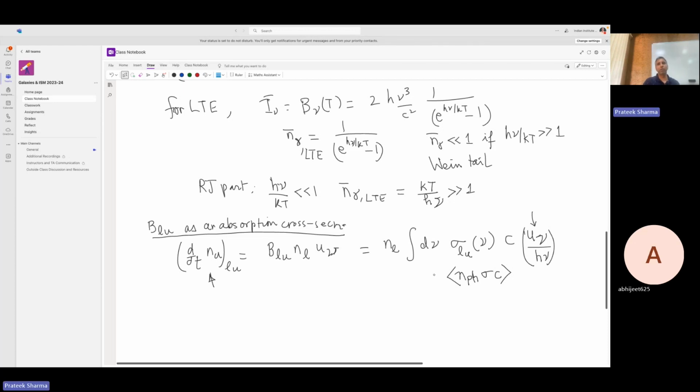If we assume this to be sharply peaked, that is, if we assume that the transition only happens at nu equals nu naught, a very thin line width, then this is nothing but n_L U_nu c by h nu. We can take the nu out because nu is constant, that transition frequency. That is the integral of d nu sigma_LU(nu).